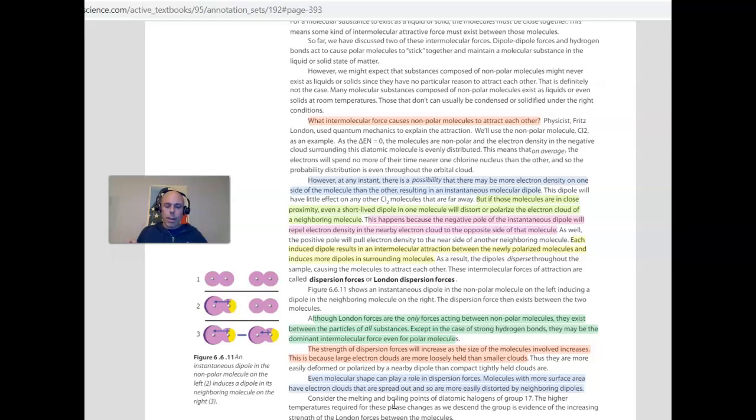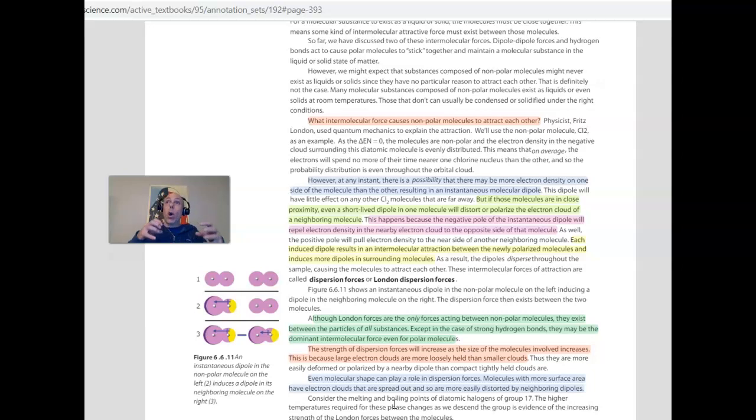Realize, though, that this can also happen in polar molecules. Although polar molecules are always polar, a polar molecule at any one moment in time might be even more polar because its electrons happen to be shifted even more so to one side, which can then induce in another nearby polar molecule a slightly stronger dipole. So induced dipole, or London dispersion forces, exist in all molecules, polar and nonpolar.